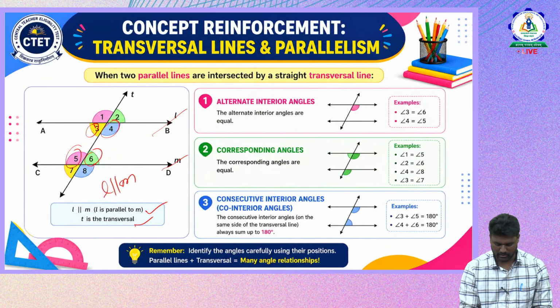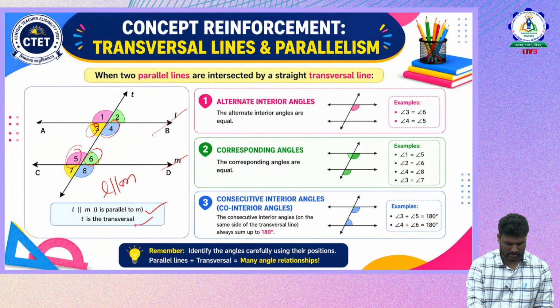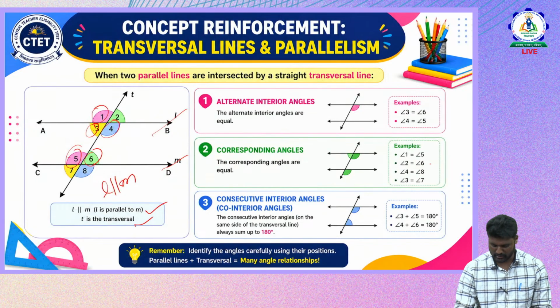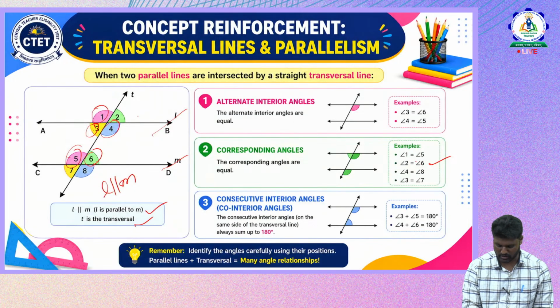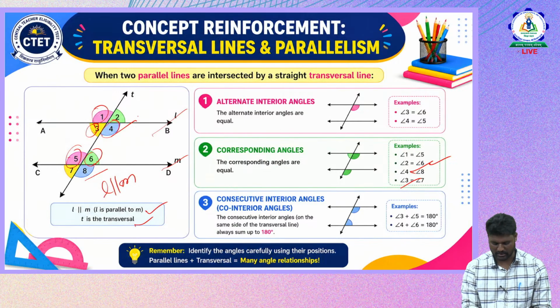Then corresponding angles: the corresponding angles are equal. Angle 1 and angle 5 are corresponding angles, angle 2 and angle 6 are corresponding angles, angle 4 and angle 8 are corresponding angles, and angle 3 and angle 7 are also corresponding angles. So these are the corresponding angles in parallel lines.